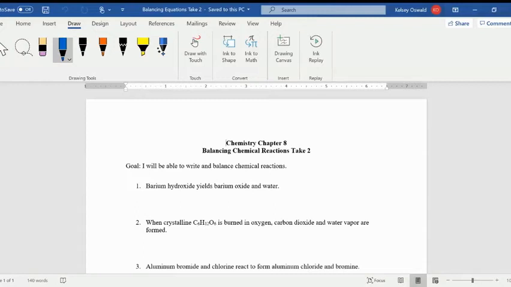How to do the problems from the Balancing Equations Take 2 worksheet. Hopefully this will help answer any questions you guys have.